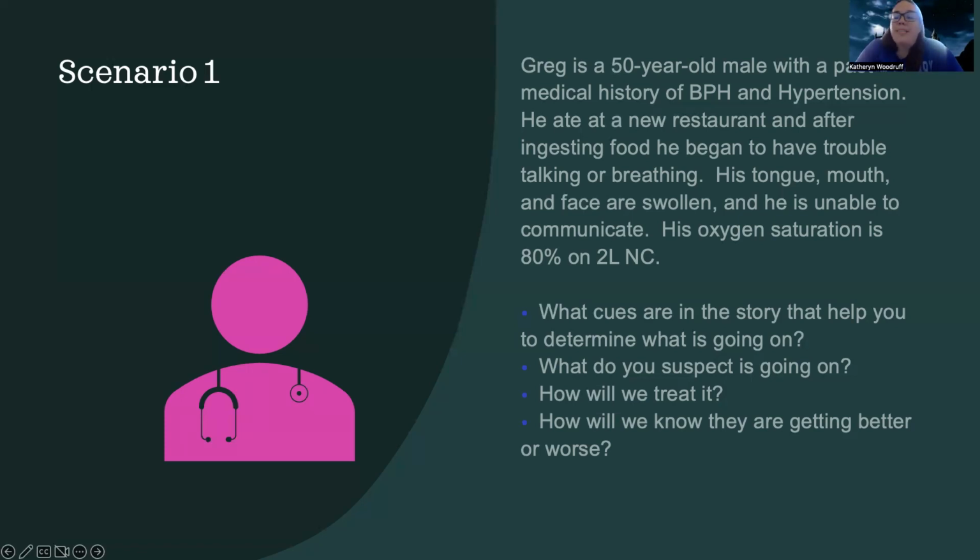Other people, sometimes it's scents or things out in the environment that they react to, but effectively his body is overreacting and saying there's an invader here, and trying to get rid of that. How will we treat it?